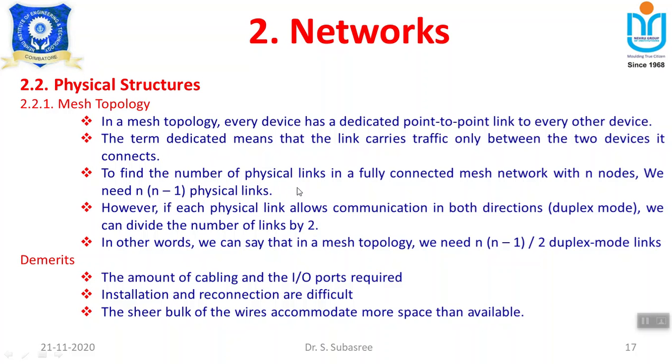To find the number of physical connections in a fully connected mesh topology, we should understand how many nodes there are and how many physical links. So n into n minus 1 is the number of links. However, each physical link allows communication in both directions. It is duplex. So always we divide the number of links by 2. Here sending and receiving is possible.